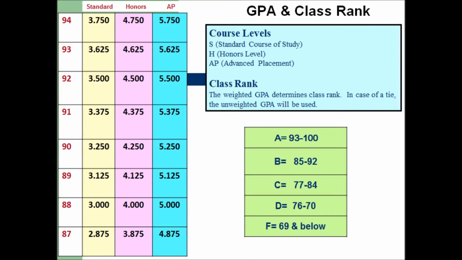So let's just look at, for instance, if you made a 91 and it was a standard level class, you would earn 3.375 points towards your GPA.